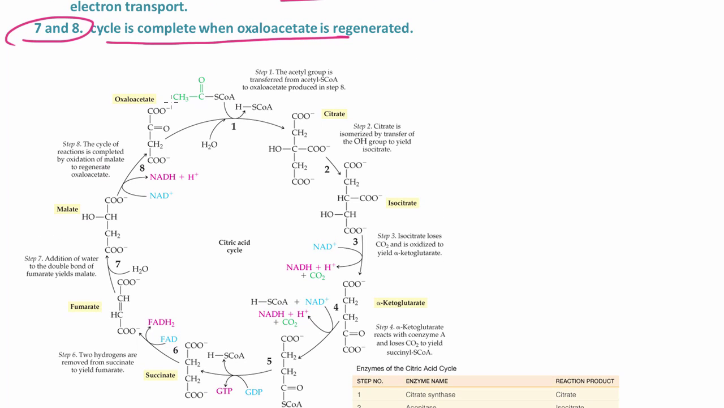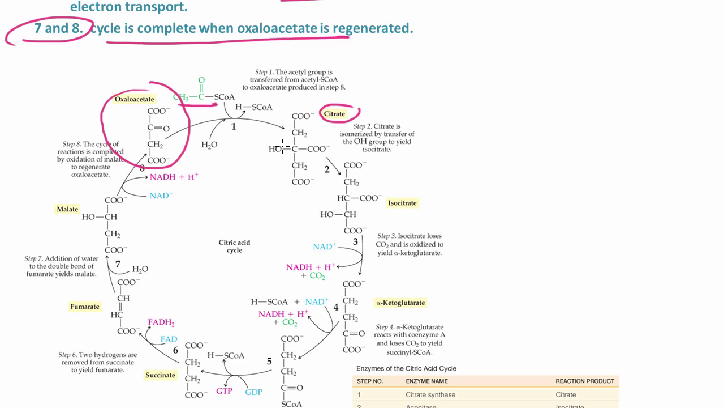So in step 1, what we have here is acetyl coenzyme A, and in step 1, the acetyl group is transferred from acetyl coenzyme A to the oxaloacetate, which was produced in step 8, and this produces the citrate.